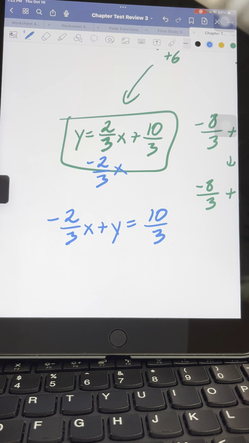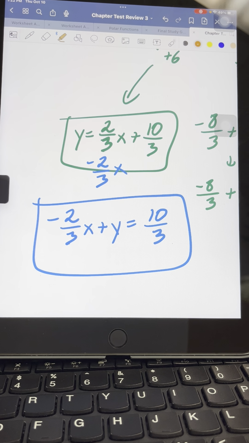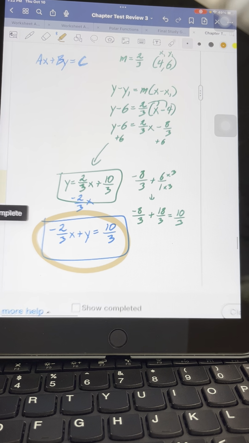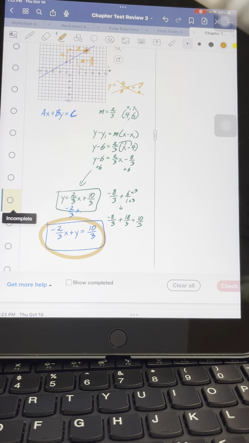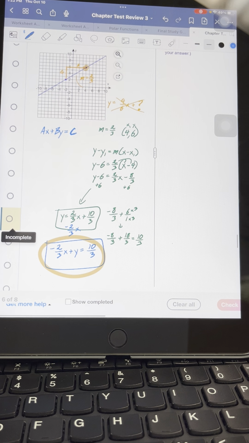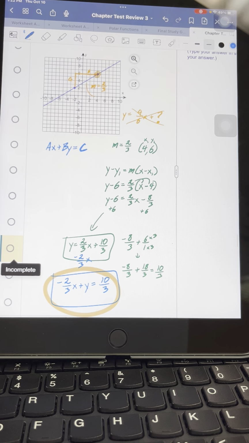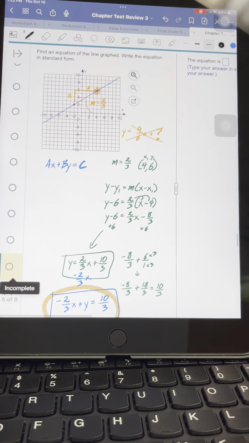So this should be my final answer. So let's just double check. I know it's kind of hard to see because it's so zoomed out. Why don't I just write it up here so we can see it better with the graph.